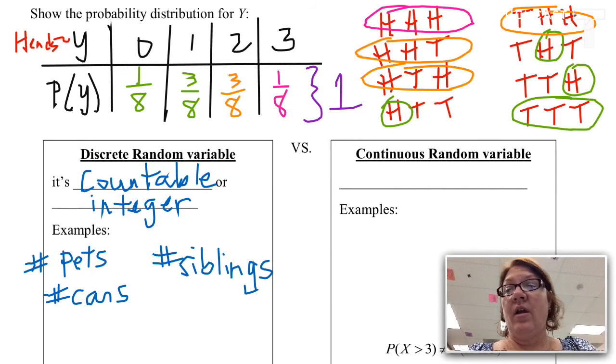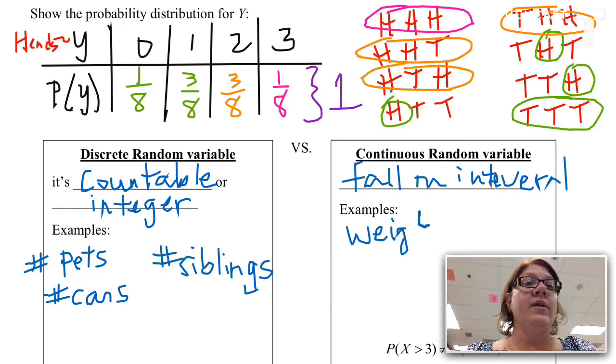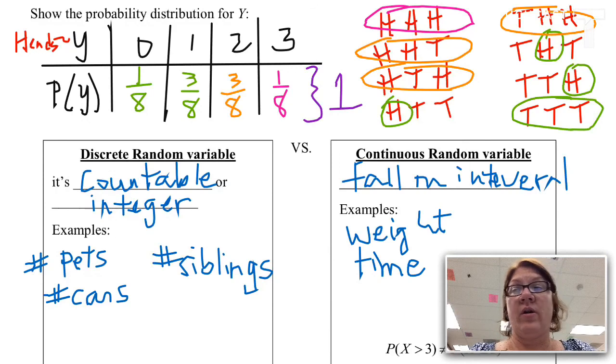Versus a continuous random variable, it just falls on an interval. And so some examples of that, boy, I'm struggling with the talking tonight, are things like weight or time, because I can have things like decimals or halves. Temperature would be another one.